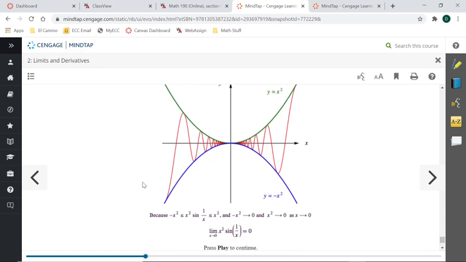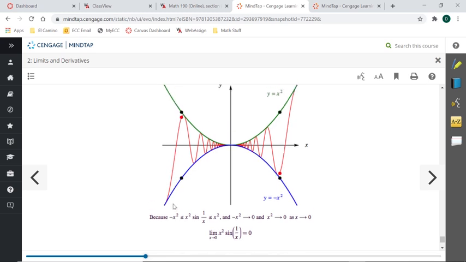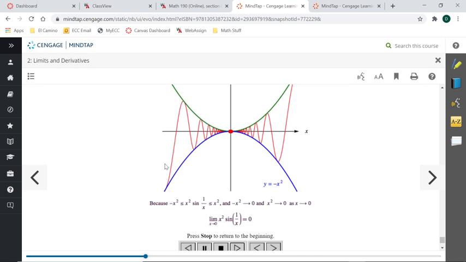Sorry about that. Flipping around here. Come on, run the animation. Right, so there we go. Pretty cool. Our function we're interested in is the red one. That's x squared times the sine of 1 over x. We have a ceiling function and a floor function, and the squeeze theorem applies here because the ceiling and the floor both merge as we get close to that value a, which in this case is 0. So there's the squeeze theorem.